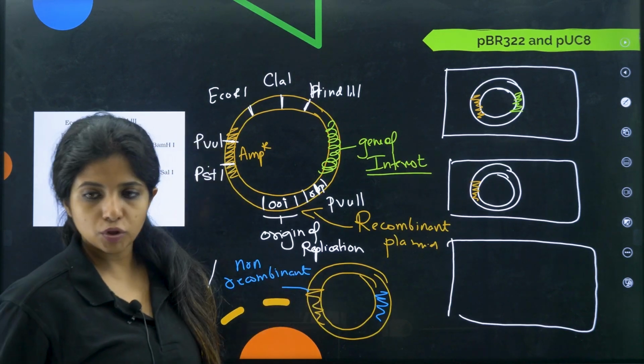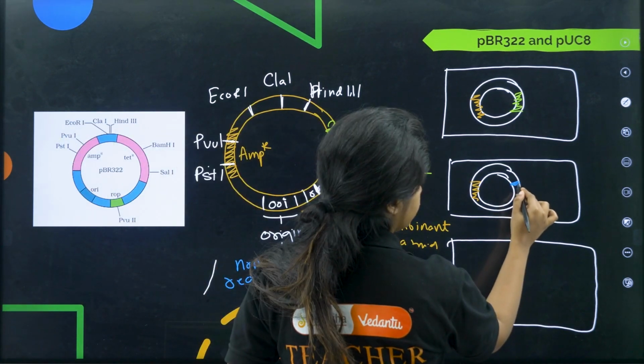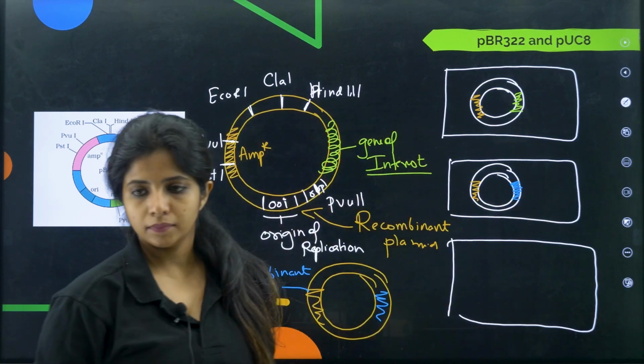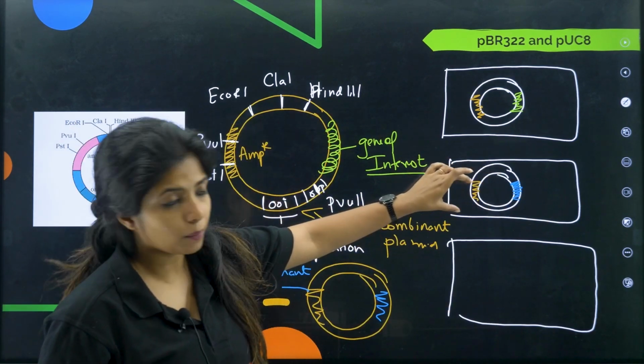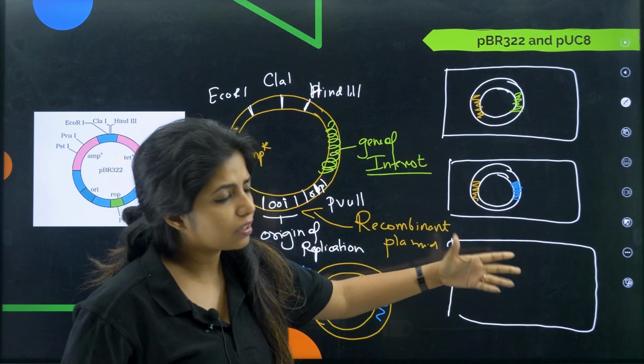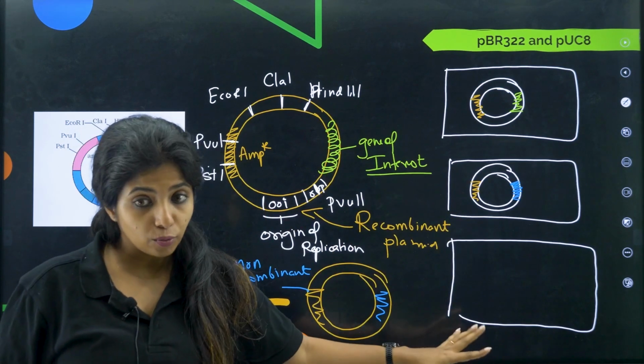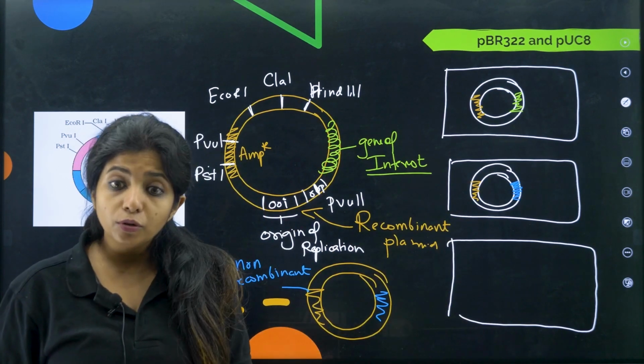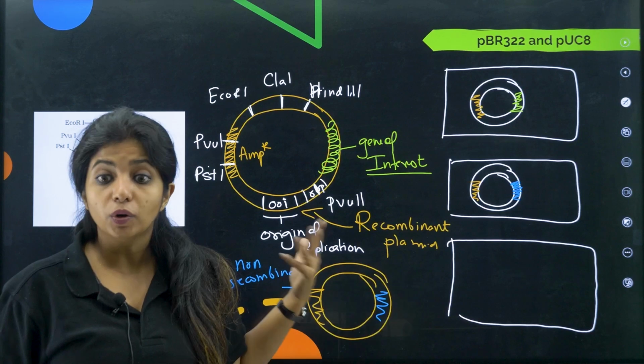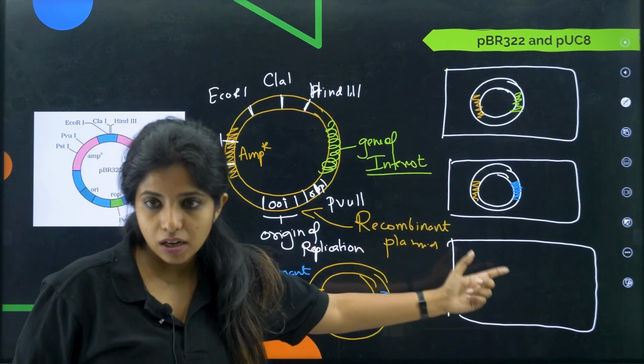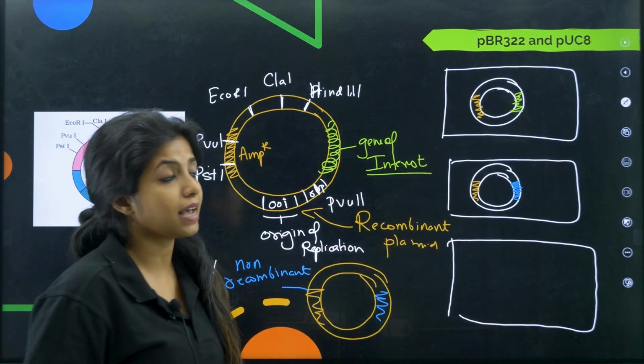Okay, so what is happening basically? This is the non-recombinant one, this is the recombinant one, and over here I say transformation has not taken place. I do not know about it, but as of now, how will I come to know whether transformation has taken place or not? What do you mean by transformation? When the vector DNA gets inside the host, you call this transformation.